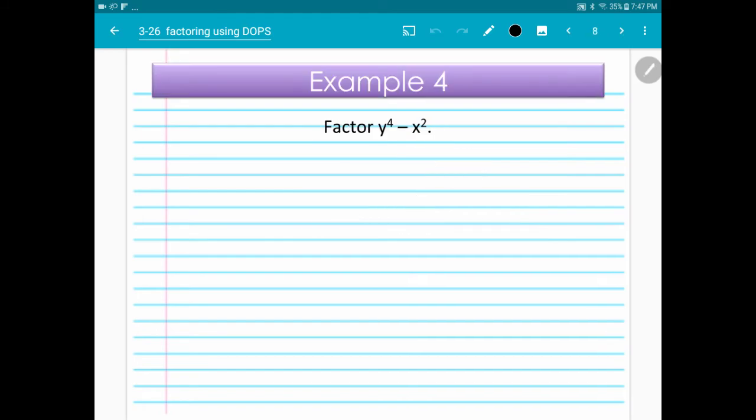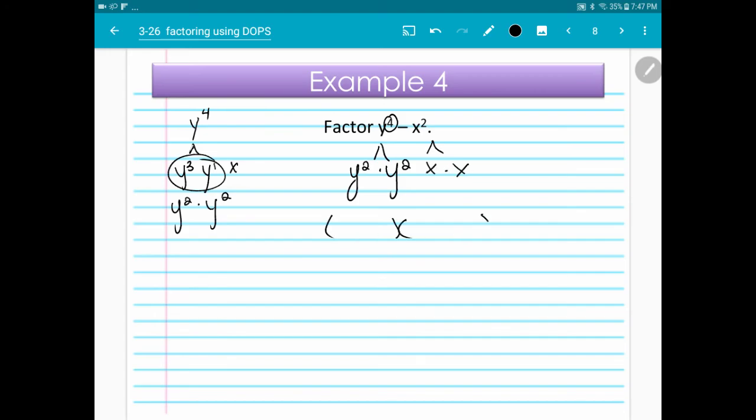Okay, and last example, y to the 4th. Now when I have a bigger exponent, I still need it to be a perfect square. So I have to see, does it multiply with something and itself? Yes. So what I mean by that is y to the 4th can also split into y cubed and y, but they're not the same, so that's not a perfect square. So I need something that's the same in order for it to be a perfect square. All right, and then x squared is x times x. I set up my 2 parentheses, and I have y squared, x and x, plus, minus. Okay, and that's it for DOPS.